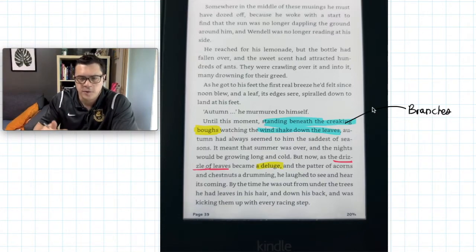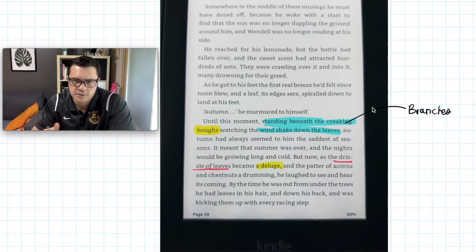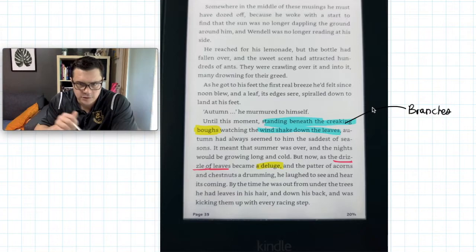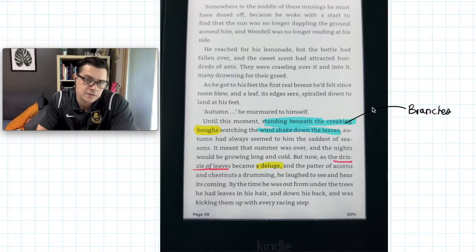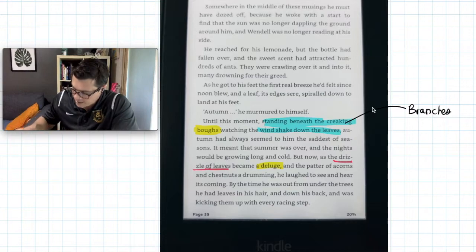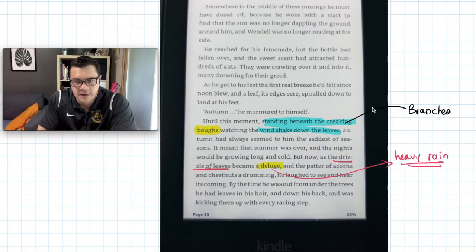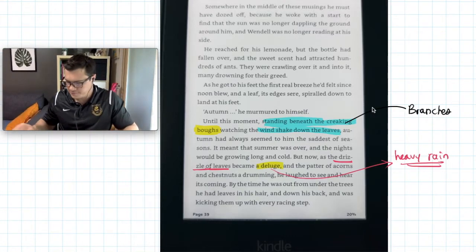But where we are in the book here, and what's going on, I know that changes are happening rapidly. So if a drizzle becomes a deluge, then deluge might be the opposite of drizzle. And for that, I think a deluge might be heavy rain. Right, so that's my guess. And then later I check that out and I see that a deluge is a flood or heavy rain.